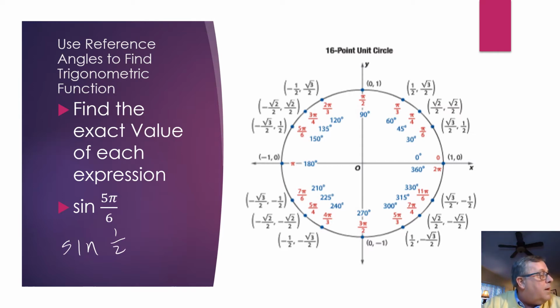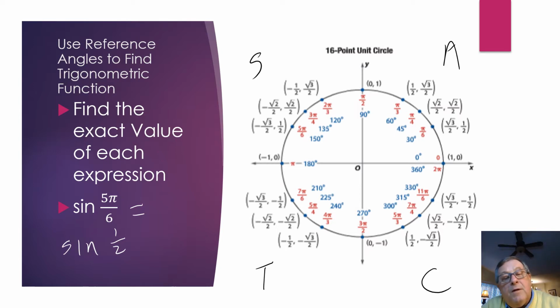Now, which quadrant am I in? I'm at 5 pi over 6. And what do we say? All students take calculus. So in the second quadrant, my sine function is going to be positive. So 5 pi over 6, which has a reference angle of pi over 6, is in the second quadrant. My sine function is going to be positive. Well, it's just simply 1/2.